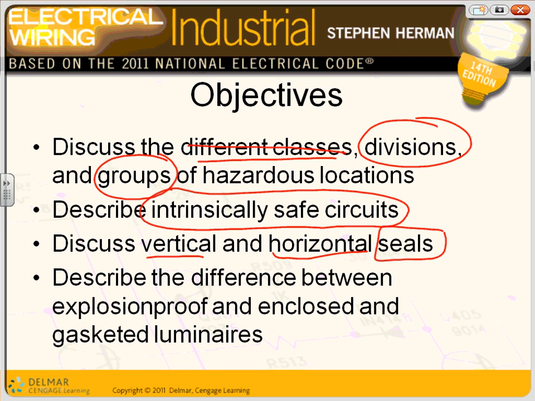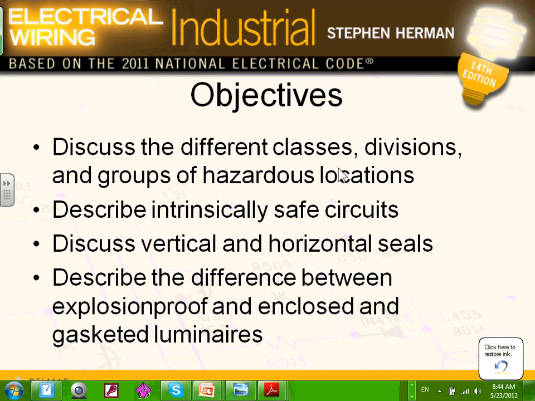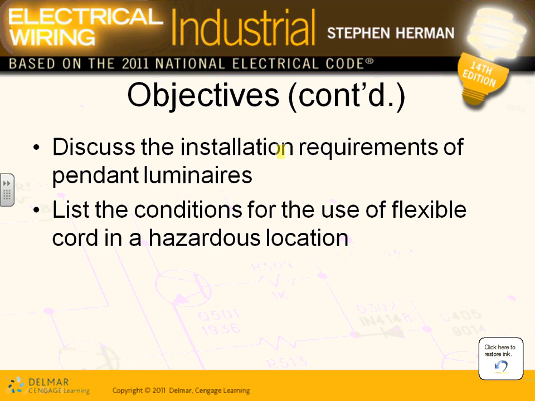Difference between explosion proof: in a lot of Class 1 Div 1 locations, you have to have explosion proof, and another term that they use, enclosed and gasketed luminaires. Enclosed and gasketed luminaires. So these are a few things that we would like to go over, and feel free to stop me at any time, as we have done in the past.